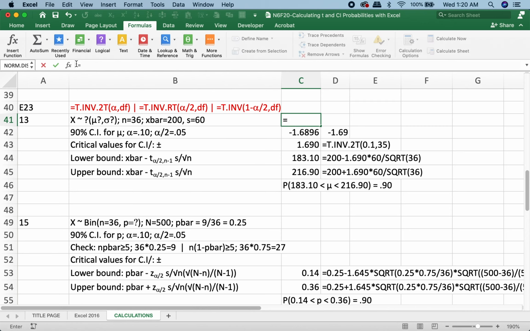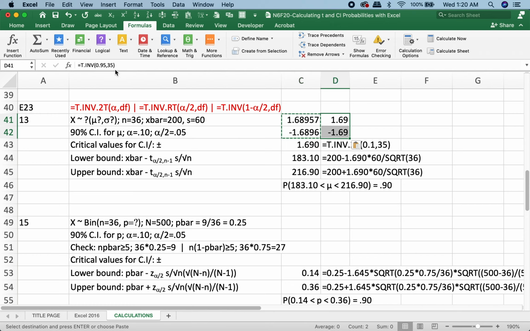Or if you wanted the upper tail value, you could do a T.INV, and you'd actually have to put in 0.95. There is no right-tail function. So again, it's kind of goofy that it has it for a DIST function, but not for an inverse function. So there you get the positive value here. Okay, so T.INV of 0.95, 95% below, 5% above, gives you the upper value. And I'll just take that to 3 decimal places.